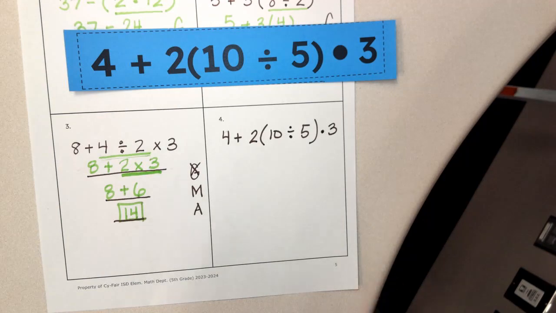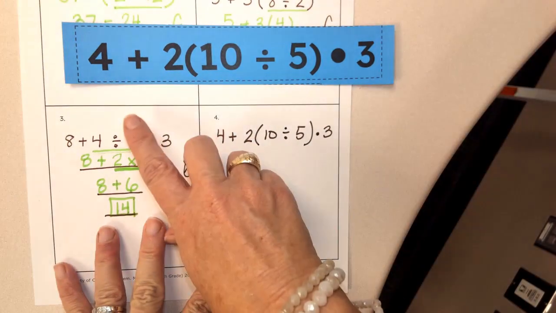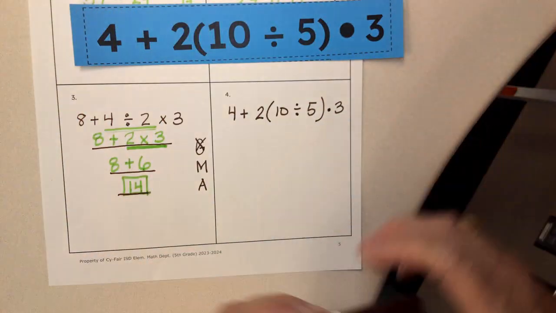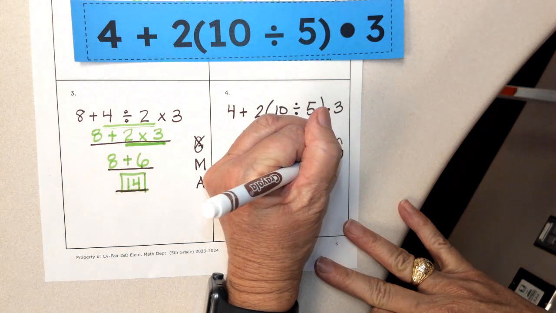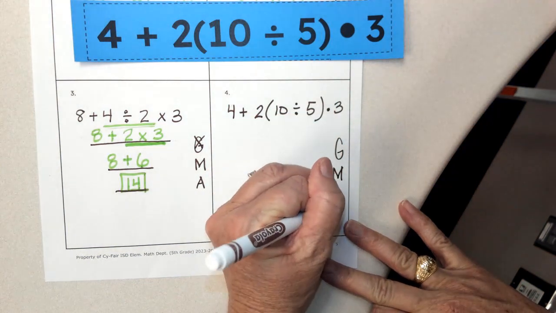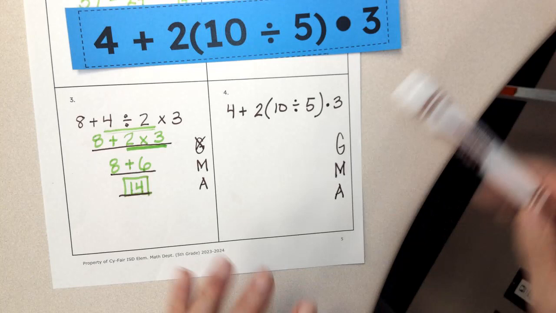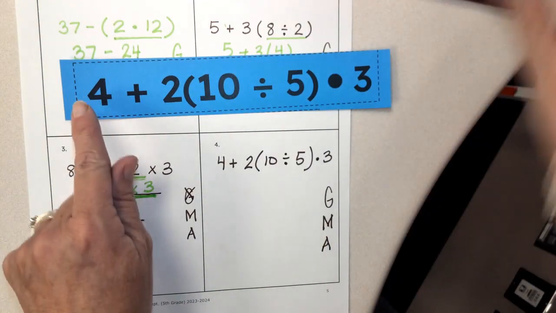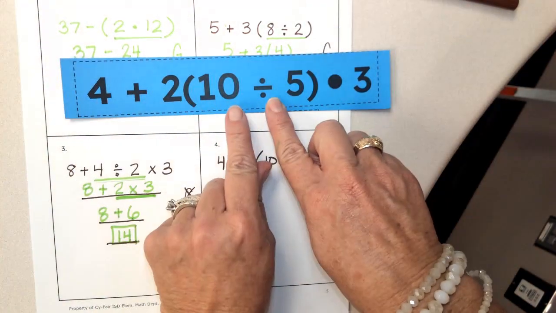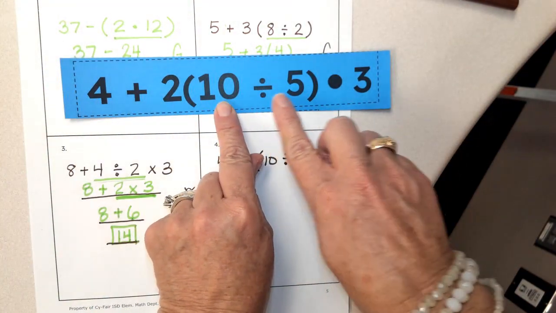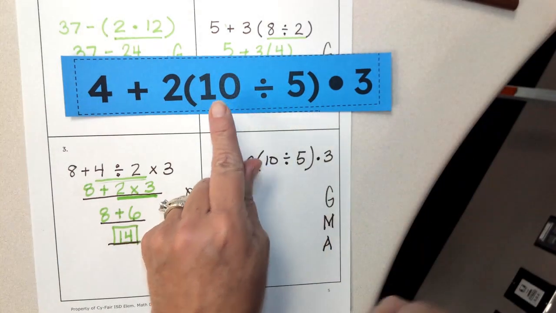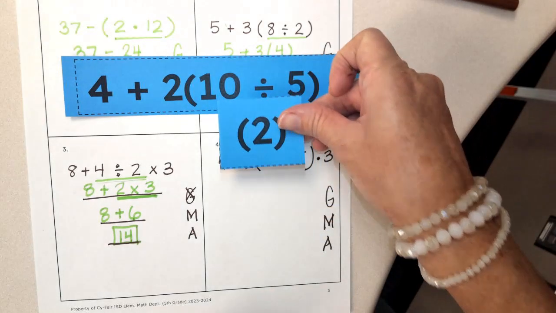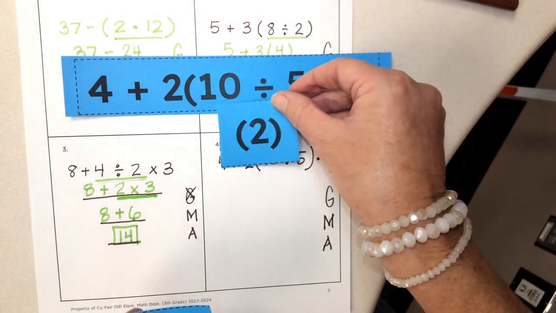So we have a lot of actions here that we're looking at, and so when I'm looking at this problem, I need to make sure that I write my steps down. So we have G, M, A. All right, and so the first thing that I'm going to be looking for would be my grouping symbols. So as I scan my problem, I see my grouping symbols here, and I have 10 divided by 5. So I'm thinking to myself, what is 10 divided by 5? So 10 divided by 5 is going to give me the number 2.